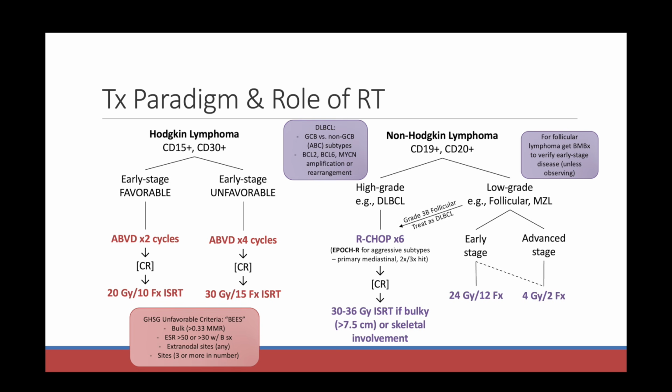Even some early stage disease, if you're treating, like say, a 90-year-old person with a single site of disease, you can still try the boom-boom regimen. And then if they don't have a great response, you can just treat them with more dose later. But 24 gray in 12 fractions or 4 gray in 2 fractions are perfectly reasonable options for low-grade lymphoma.